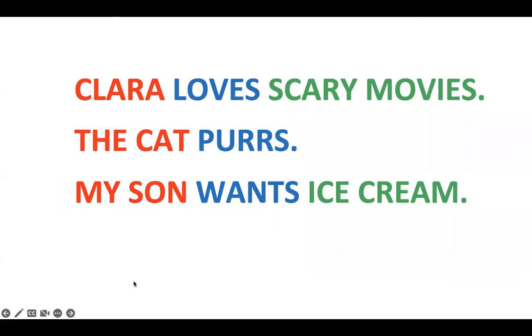So here are some simple sentences in English. Clara loves scary movies. The cat purrs. My son wants ice cream. We call English an SVO language, meaning that there's subject, verb, and object, usually in that order.